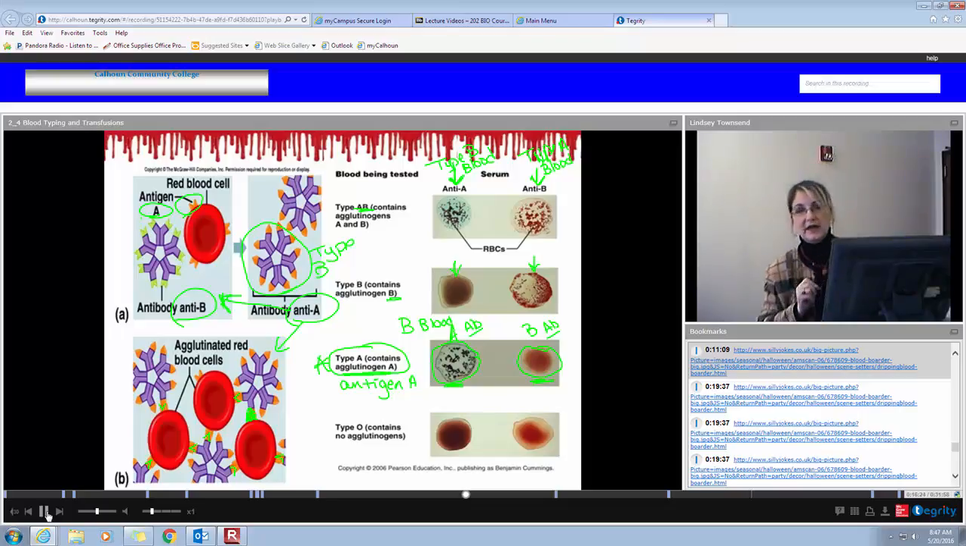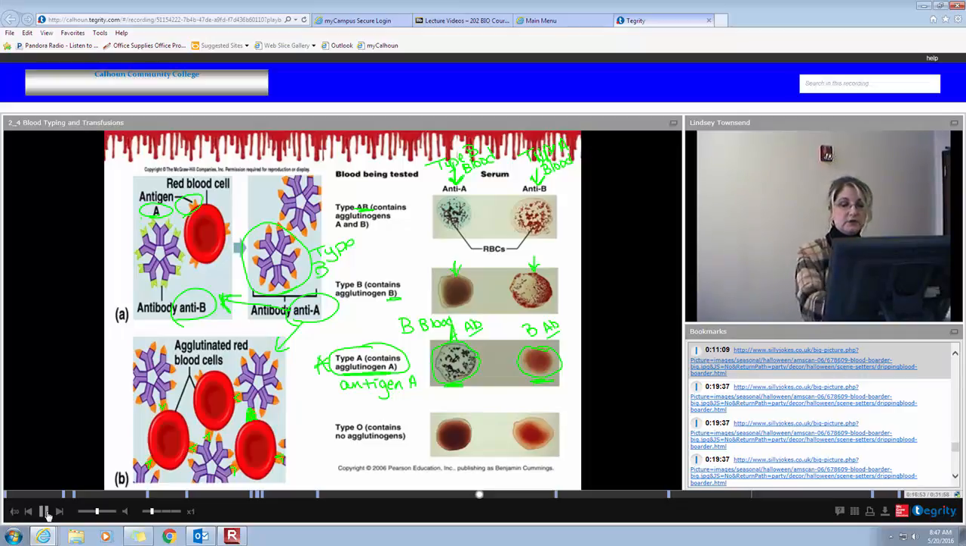Well, let's look at type AB. Remember, type AB contains both A and B antigens, right? So in this particular serum from the type B blood and from the type A blood, you're going to have antibodies binding antigens because you have both types of antigens. So whichever antibody you have in that particular serum is going to bind with that particular antigen.